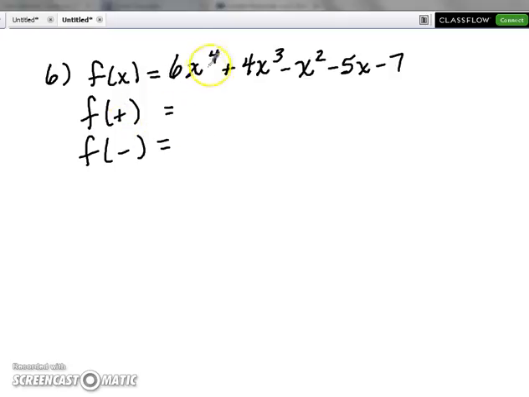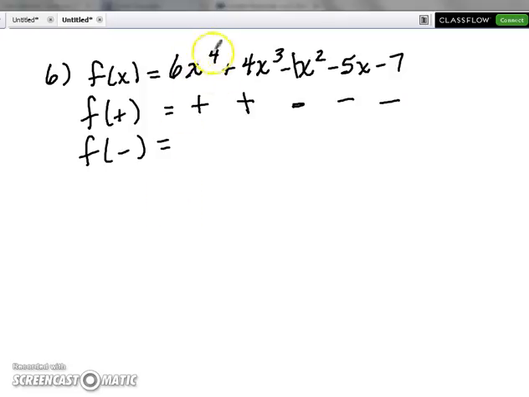Alright, so if I plug in a positive number to the 4th, it's a positive, but that positive number times positive 6 is a positive. A positive number times itself 3 times is still a positive, times another number that's positive is still a positive. A positive number squared is a positive, but that positive number squared is now going to get multiplied by this negative 1, and it's going to make it negative. Now this positive number, again, times a negative is going to give me a negative, and bring down the negative.